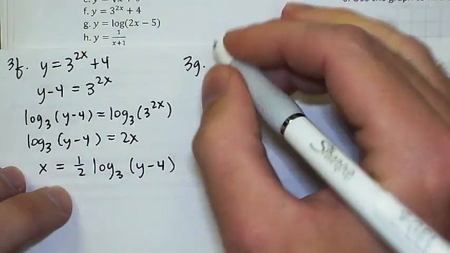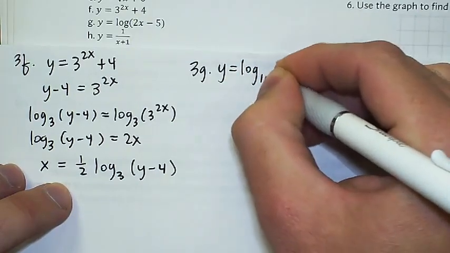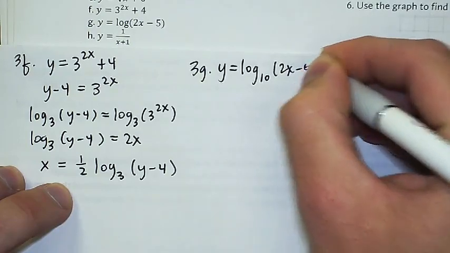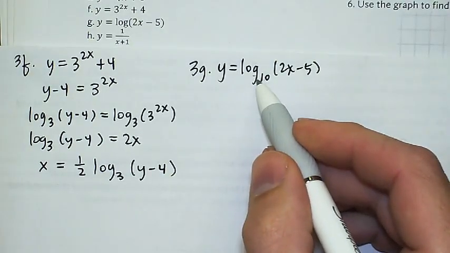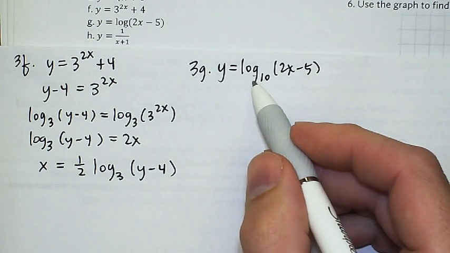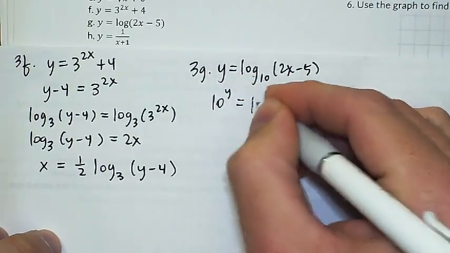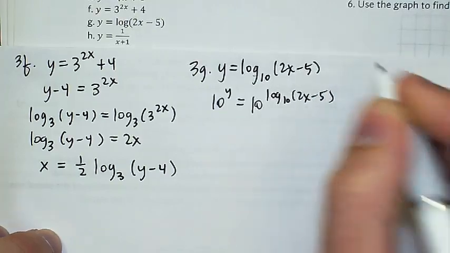So 3g is going to be y is equal to the common log, which is log base 10, I always like to just write that in, of 2x minus 5. Okay, so that log's already isolated. So I don't need to do any work to get it on its own. Now that it's on its own, I'm going to take 10 to both sides' power. 10 to the y is equal to 10 to the log base 10 of 2x minus 5.